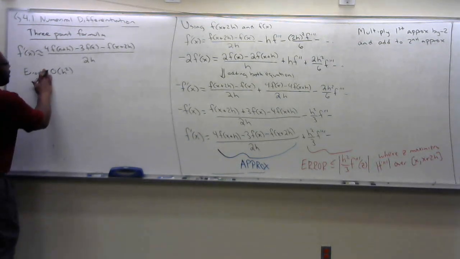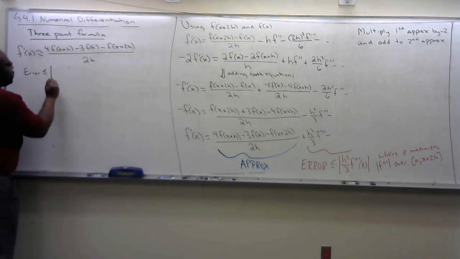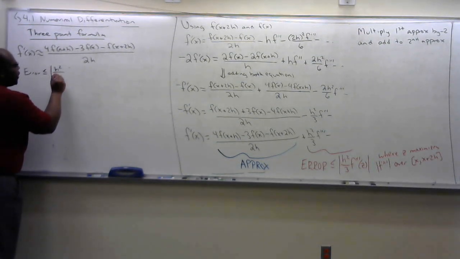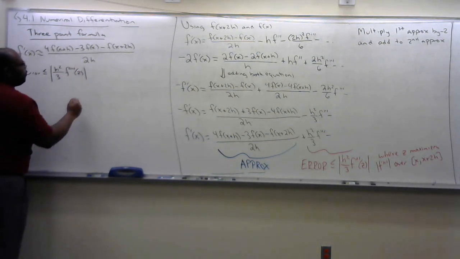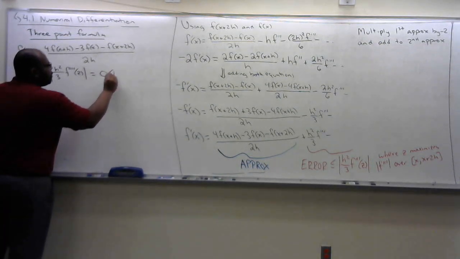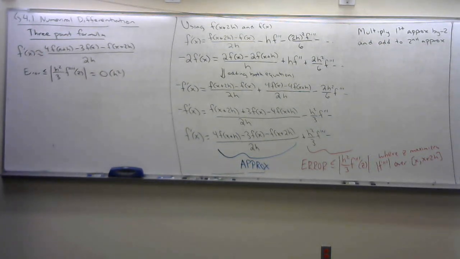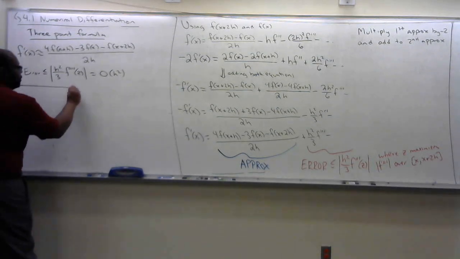Let me write down what I have over there. My error is less than or equal to h squared over 3 times f triple prime of c. And we've already talked about that, which is going to be big O of h squared. So both the midpoint formula and this 3-point formula are big O of h squared in terms of accuracy. So the 3-point formula and the midpoint formula are better than the forward difference or backward difference formulas. Let's look at an example real quick of how to use this.